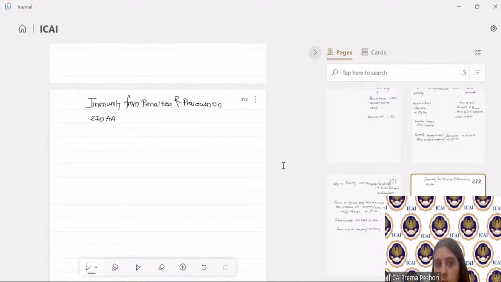What does this say? So, assessee may make an application. Here the assessee has to make an application to the assessing officer. If the assessee feels that the penalty should not be imposed on him, then he can request for the immunity from the penalty under 270AA. There is immunity from the penalty available.